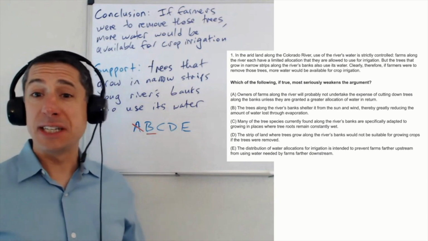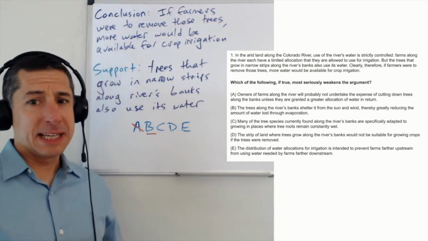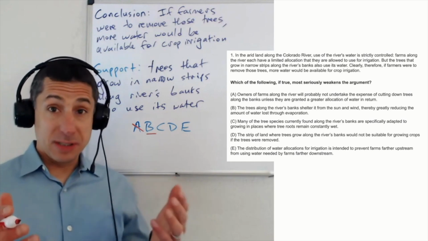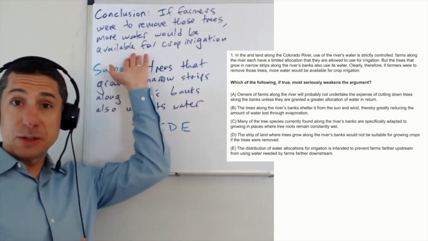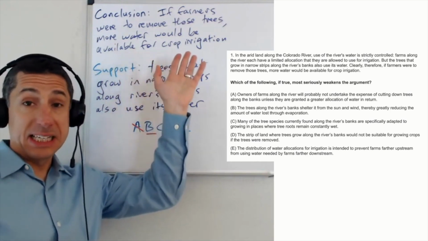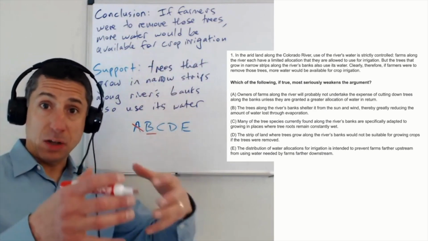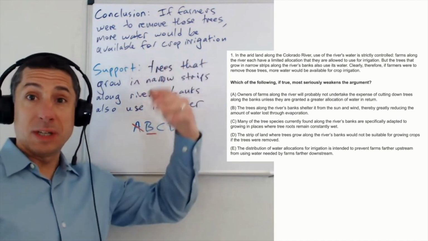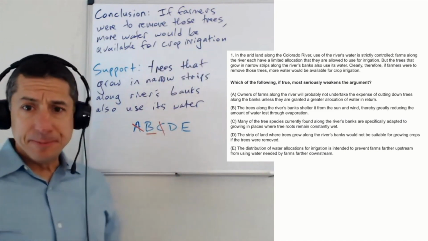Many of the tree species currently found along the river's banks are specifically adapted to growing in places where the tree roots remain constantly wet. Fantastic. That makes total sense that those trees would do that. But why would that weaken this conclusion? Has absolutely nothing to do with it. Whether those trees are adapted to growing right along riverbanks where their roots are wet has nothing to do with whether removing them would allow us more water for irrigation. So we can get rid of C.